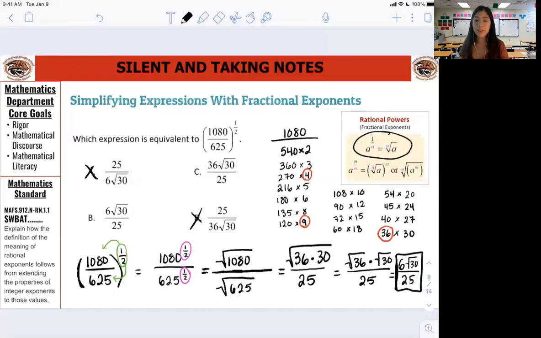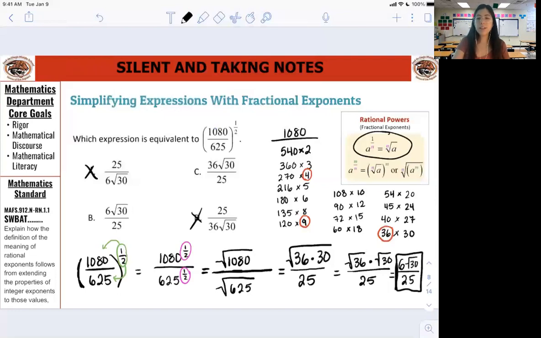Took a long time, but we got there in the end. I'm going to show you guys a quick little shortcut that you can take when you're working on something like this. Remember what I said, we're looking for the largest possible perfect square that is a factor of 1080. Well, I know my perfect squares. I know that it's 4, 9, 16, 25, 36, 49, and on and on.